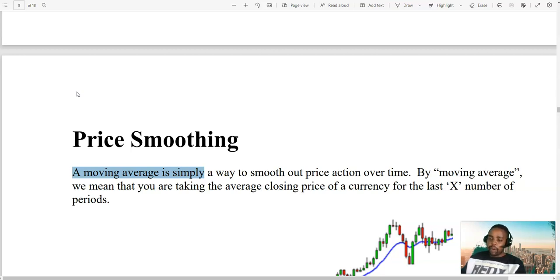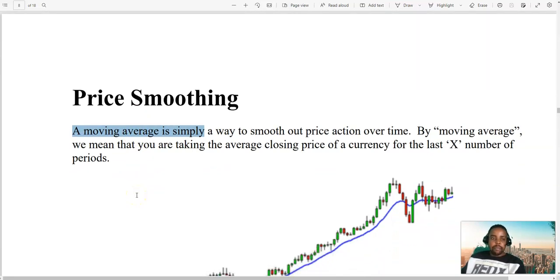Today we talk about moving averages. This is a full tutorial. I might not talk about everything, but I'll try to include the most basic stuff that people can start with. The first thing you should understand is that a moving average is about price smoothing. A moving average is simply a way to smooth out price action over time.